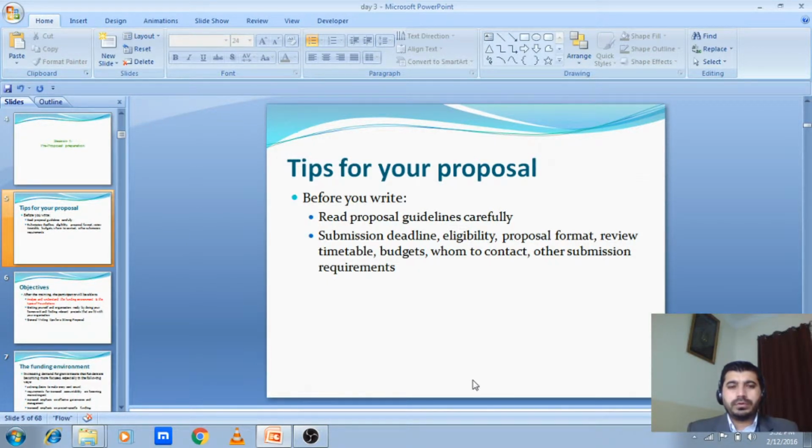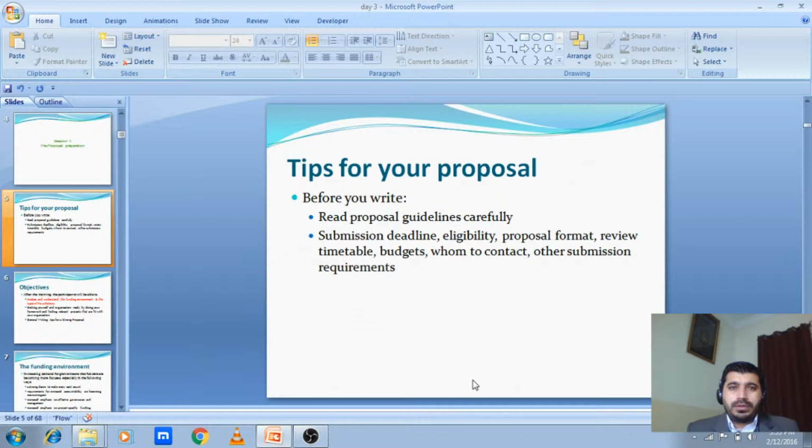Before you actually write down your proposal, read your proposal guidelines carefully. This is very important. There is some important information that you need to look at in your proposal guideline, usually when the funding organization announces it in the newspaper or on their website. So there is some key information that you need to keep an eye on. For example, what are the submission deadlines? What are the eligibility criteria? What sort of format do you need to follow?